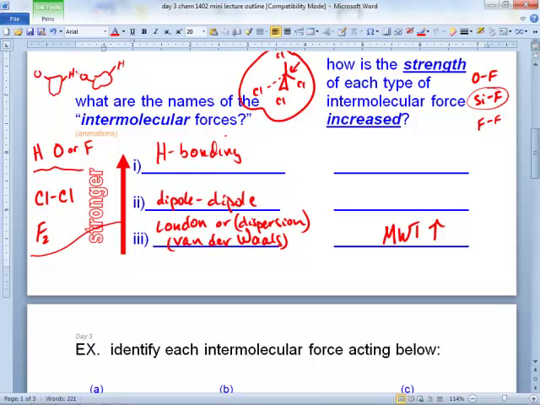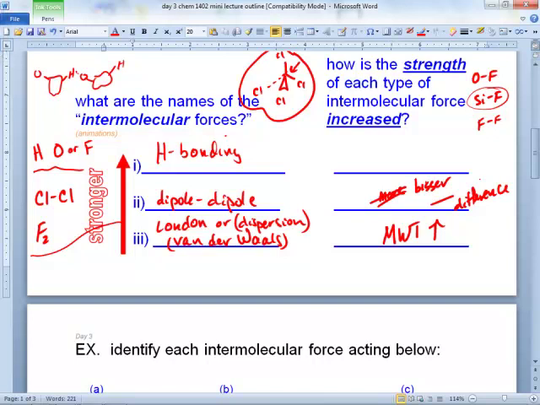So how do you make things more polar? Or the better way is how Jasmine said it. Bigger... What difference? Start with an E. Electronegativity difference. Bigger electronegativity difference. How about hydrogen bonding?